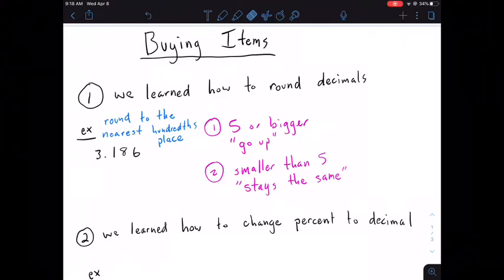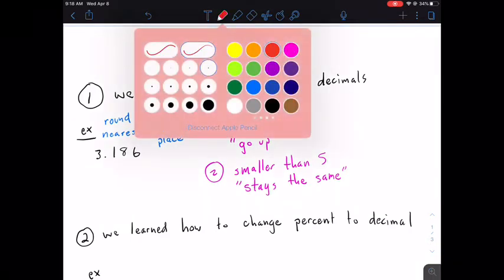Alright guys, today we're gonna learn how to buy items in the real world. This is gonna teach you how you could buy things from the store when you go shop. This past week we learned how to round decimals. We have two rules. 5 or bigger, you go up. Smaller than 5, you stay the same.